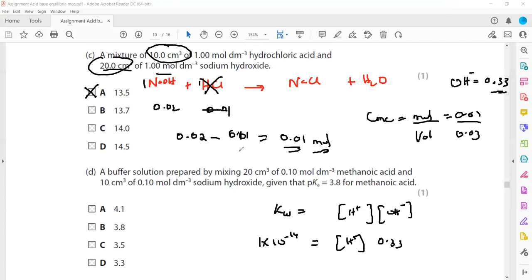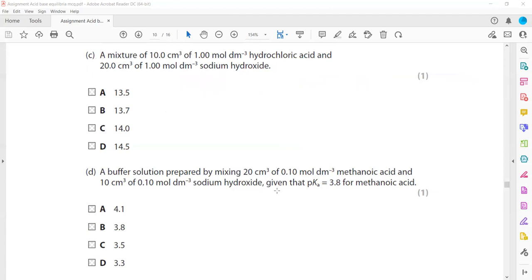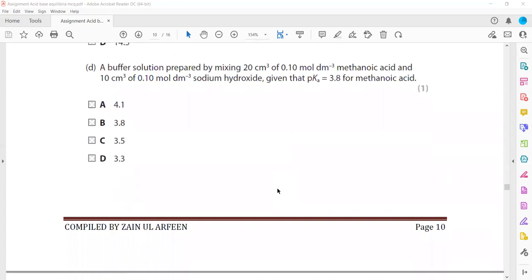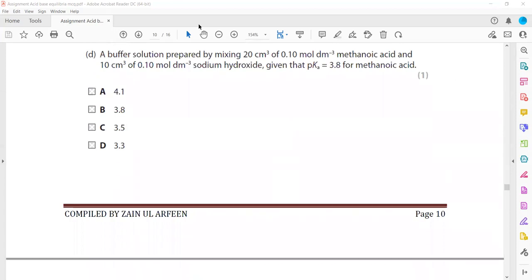A buffer solution is prepared by mixing 20 cm cube. So we made a buffer solution. What is a buffer solution? A solution which resists the change in pH. That's called a buffer solution. So a buffer solution is prepared by mixing 20 cm cube of 0.1 mole per dm cube methanoic acid with 10 cm cube of 0.1 mole per dm cube sodium hydroxide.